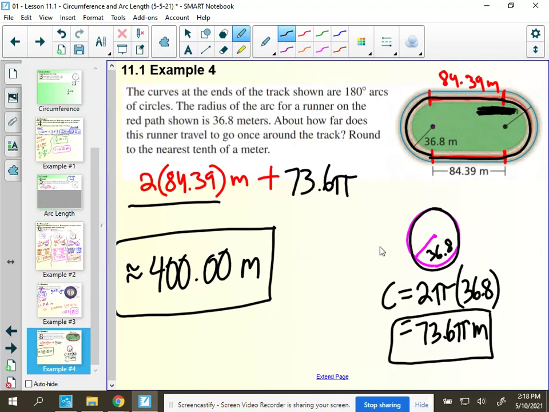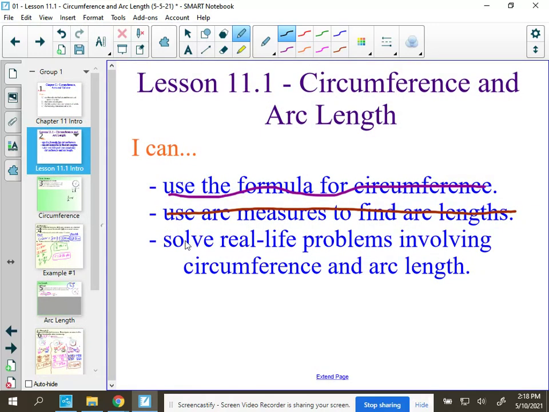All right, so kind of a composite one there, just looking at hitting the straightaways and understanding what we actually have to find here. Instead of cutting a circle in half, we just put the two halves together and made a full circle, and got it done. Not a terrible lesson as far as length and concept. So we've solved real life problems involving circumference and arc length. Perfect. Nothing else to cross off. We got it done. So there's your notes for lesson 11.1 on circumference and arc length. We're definitely done. We'll call it there, and I will see you in future lessons.